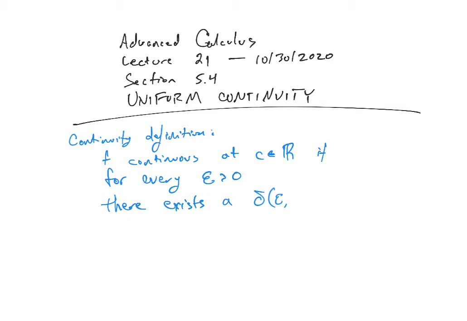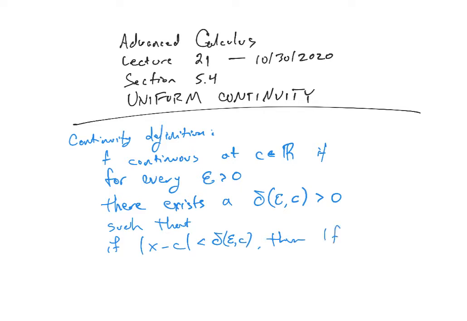But the thing I'm worried about is if you realize it also depends on c. So the quantity delta is allowed to change as you move along the function. And now I'll just put the rest of the definition here, such that if |x minus c| is less than delta, which again depends on epsilon and c, then the function values are within epsilon.